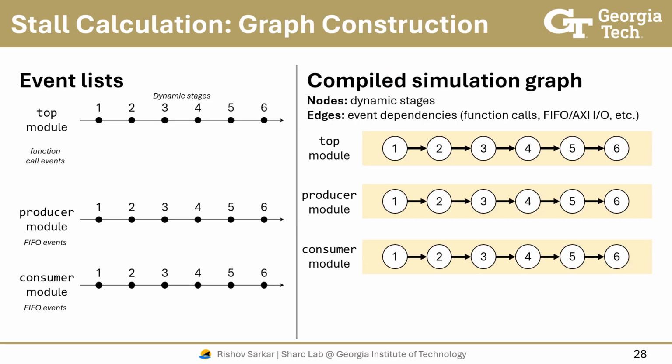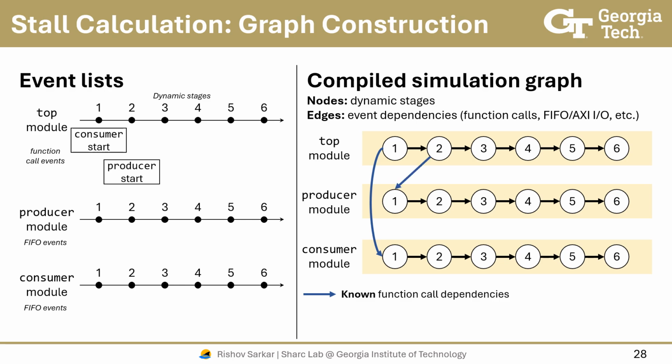Here's an example showing how we construct a graph from lists of events. Each node in the graph represents a dynamic stage in one of the function executions, and each edge represents a happens-before dependency, as we just mentioned. Initially, the only edges are between consecutive stages in each function, indicating that each dynamic stage happens at least one clock cycle before the next. The first event we encounter in our top function is the start of a call to the consumer function, so we draw an edge indicating that the consumer function starts after the corresponding stage of our top function. The producer function starts one stage later, and we draw an edge accordingly.